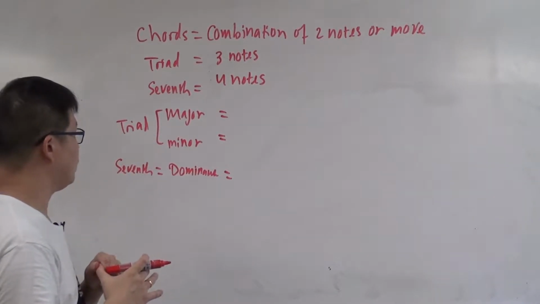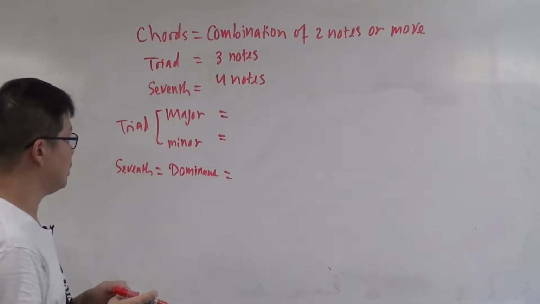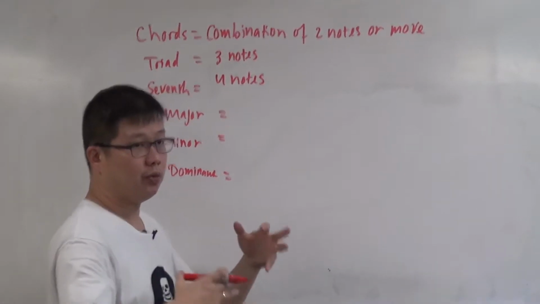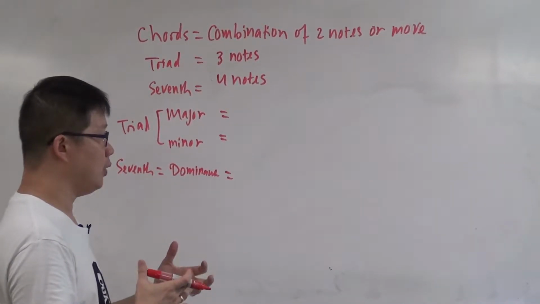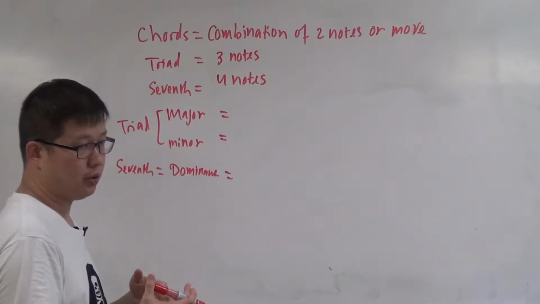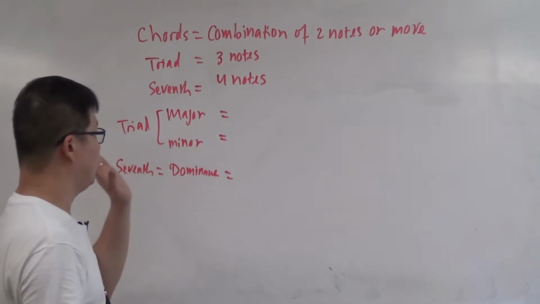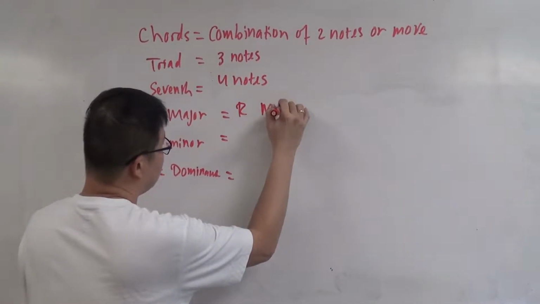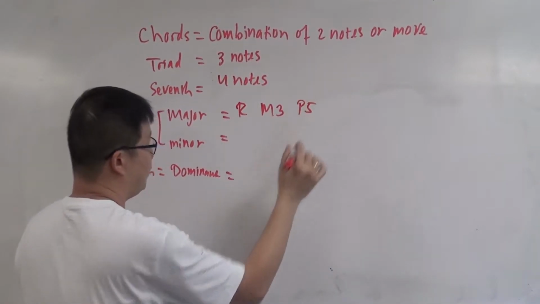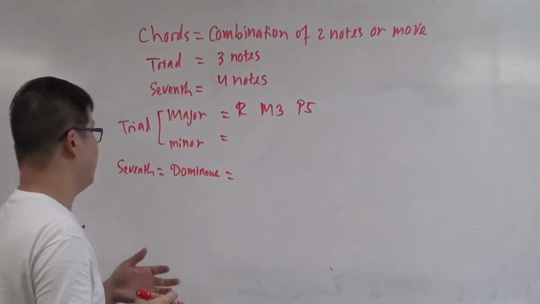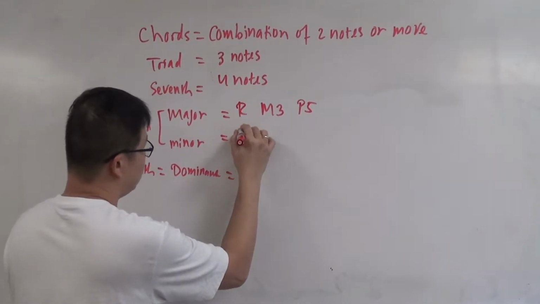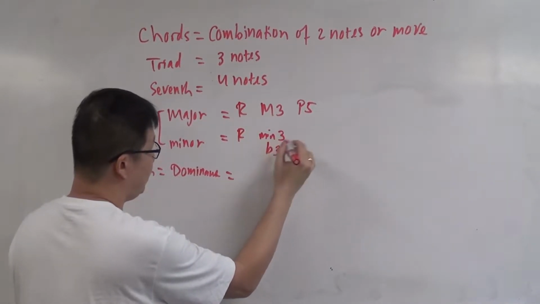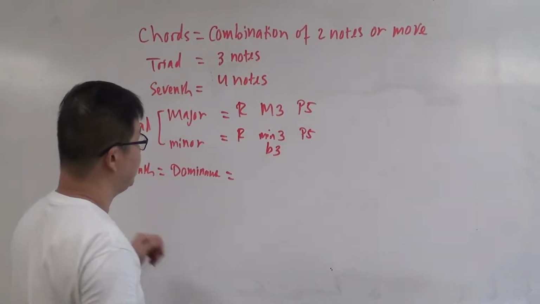Now let's work on the triad chords, which are the major triad and minor triad. In music, there's a formula. When you follow the formula, you can build any kind of major chord or minor chord. The formula for the major triad is root, major third, and perfect fifth. The formula for the minor triad is root, minor third, sometimes people say flat 3, and perfect fifth. Now let's take a look.